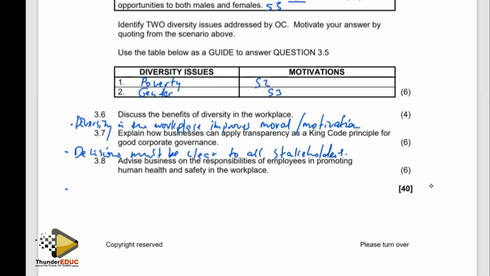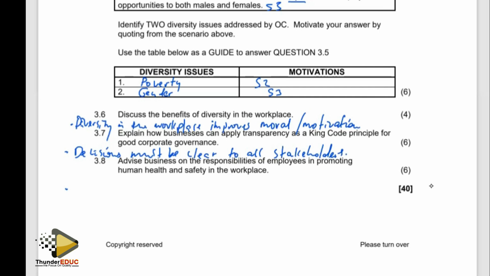Okay, right. So now let's check out 3.8. So now 3.8 reads as follows. Advise business on the responsibilities of employees in promoting human health and safety in the workplace. So now in this regard, use prescribed safety equipment, report accidents to the employer by the end of the shift, also report unsafe or unhealthy working conditions to the relevant authorities. Also take reasonable care of their own safety, inform the employer of any illness that may affect the ability to work, or cooperate and comply with the rules and procedures. For a typical example, wear prescribed safety clothing.